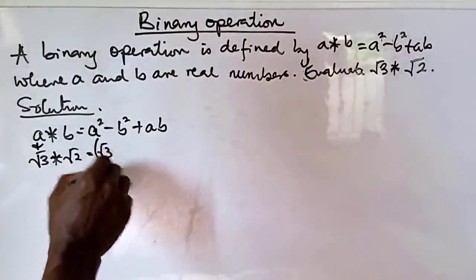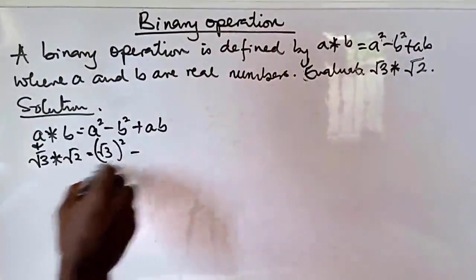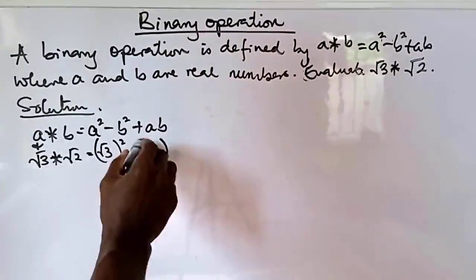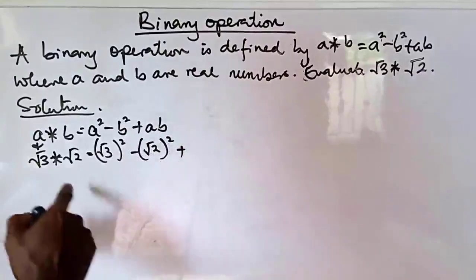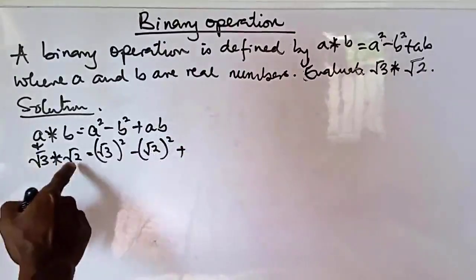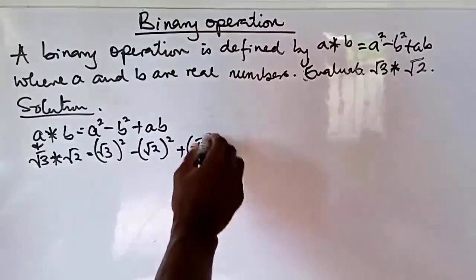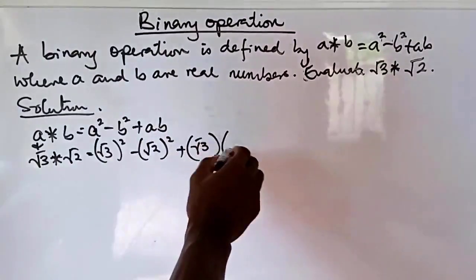So root 3 all raised to power 2. Now minus, for b you have root 2, so you have root 2 raised to power 2. Now plus, root 3 times root 2 according to this. So here you have root 3 times root 2.